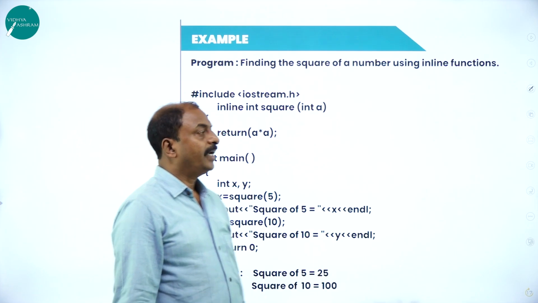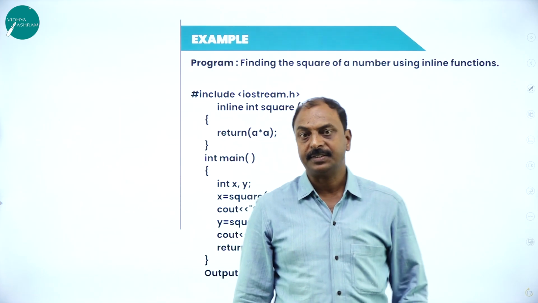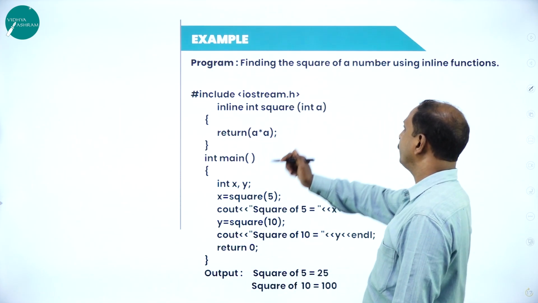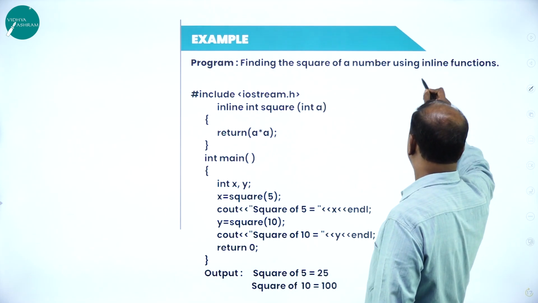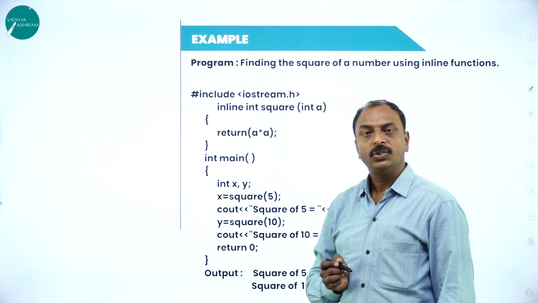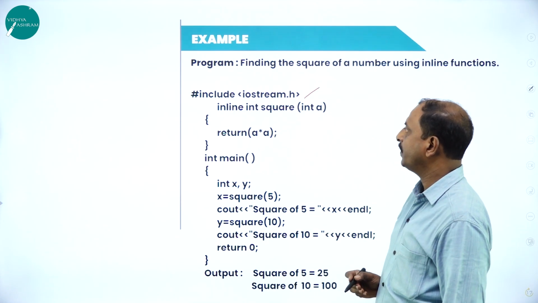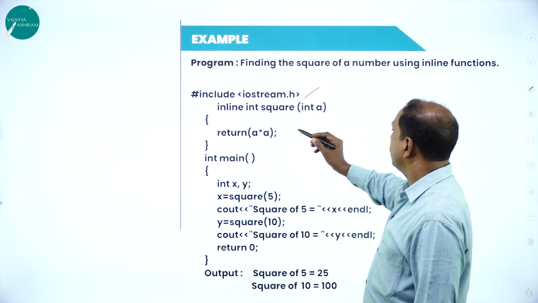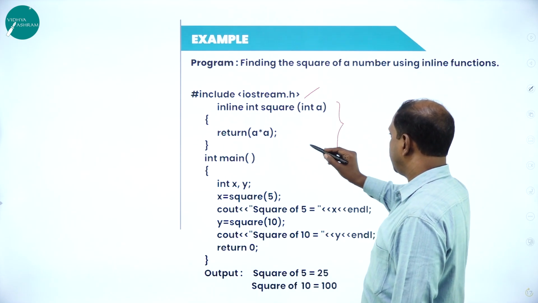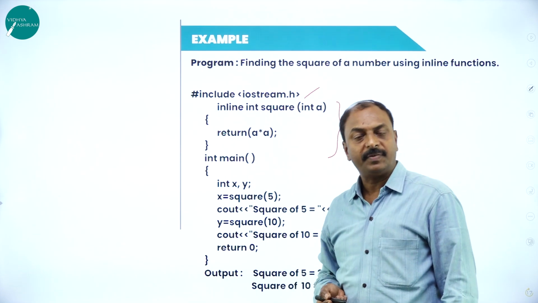So this is the disadvantage of inline function. Now let us see an inline function with a simple example. This is to find the square of a number using inline function. So here first the program starts with header files, declaration of header files. Then this is the inline function as we have seen in the previous slide.